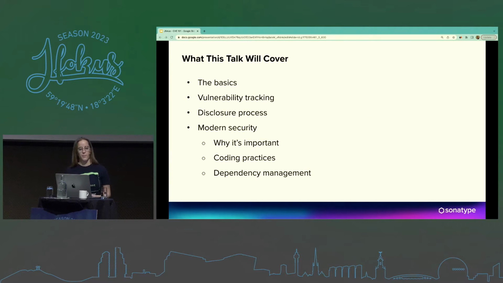So today, what we're going to talk about is going to go over some real basic terms when it comes to security, how vulnerability tracking and disclosure is done, and then what's a little bit newer that you should be thinking about in recent years, and the importance of thinking about things like good coding practices and dependency management.